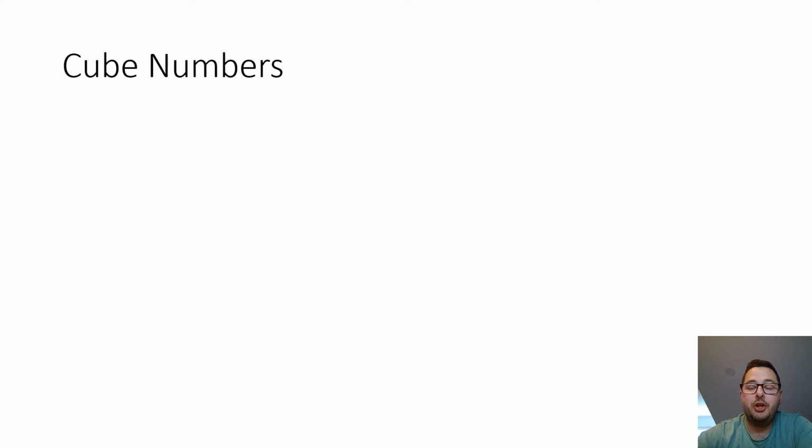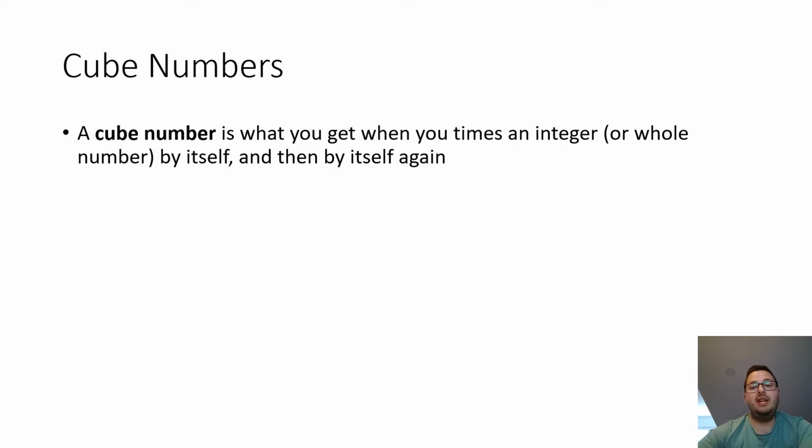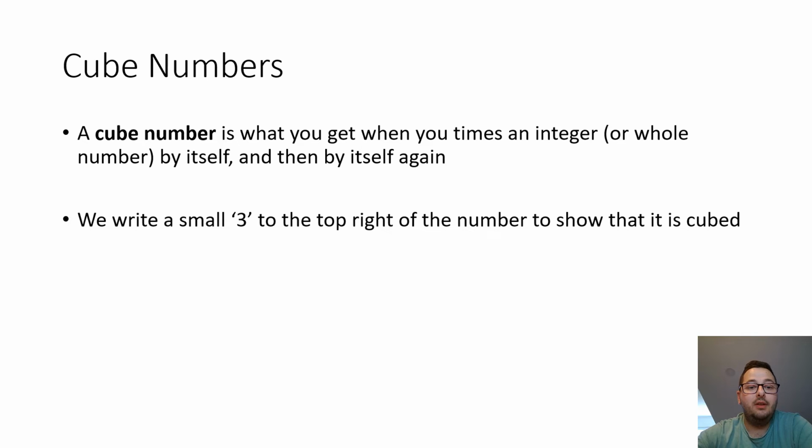Let's have a think about cube numbers, because it's a very similar idea. So a cube number is what you get when you times an integer or a whole number by itself, just like a square number, but then you times it by itself again. So for example, we write a small 3 this time at the top right of the number to show that it's cubed. And so for example, let's say we've got 2 cubed.